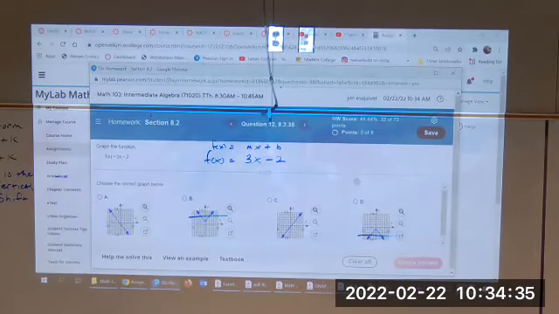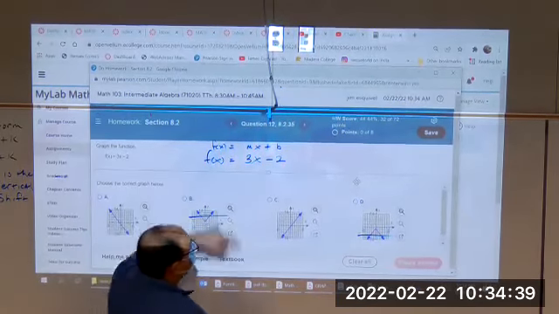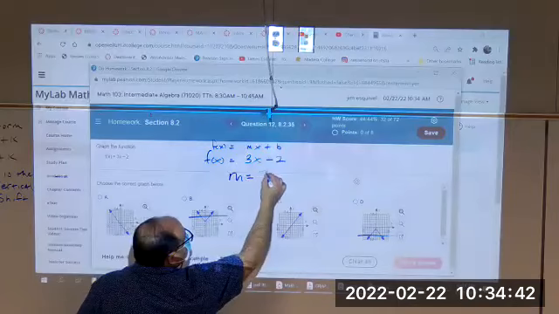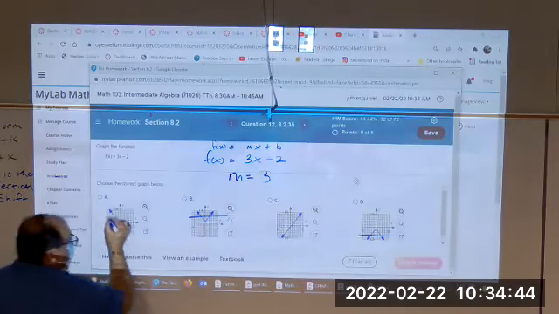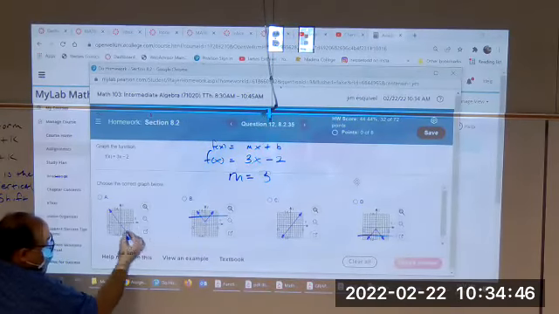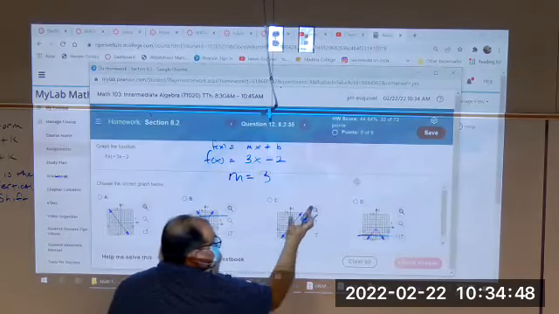Which one? A or C? C. How come? Slope is a positive 3. Slope is a positive 3. When it falls, that's a negative slope. When it rises, that's a positive slope.